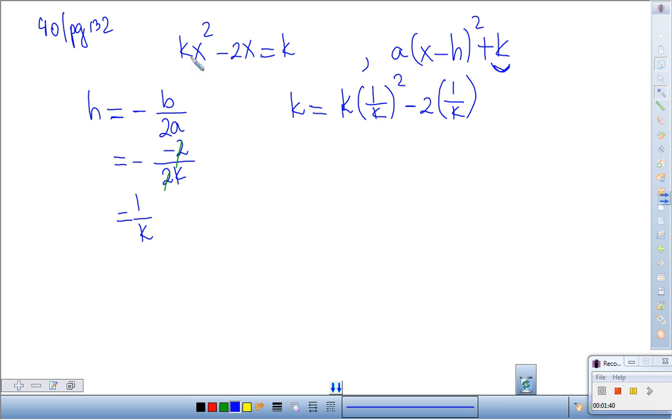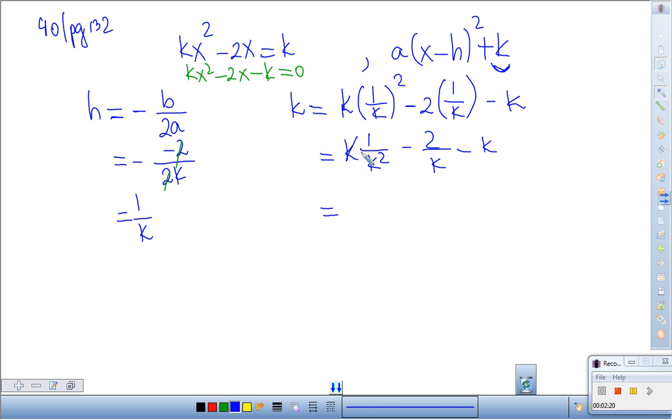So in this form of the quadratic equation, you might want to express it in standard form, which is kx squared minus 2x minus k equals 0. So in that case, we have over here one more minus k. So let's see, we have k times 1 over k squared minus 2 over k minus k.